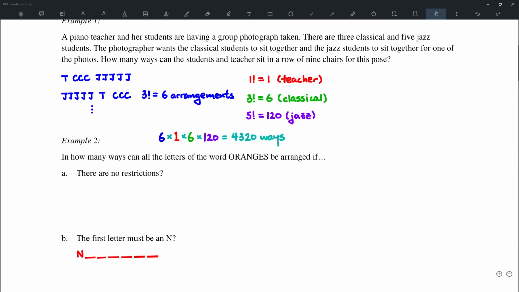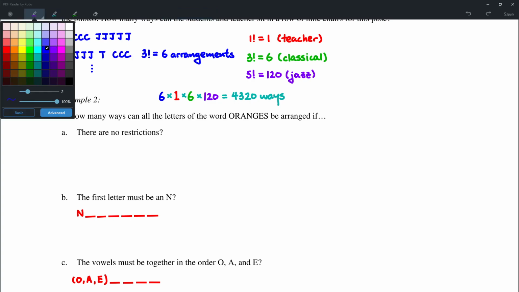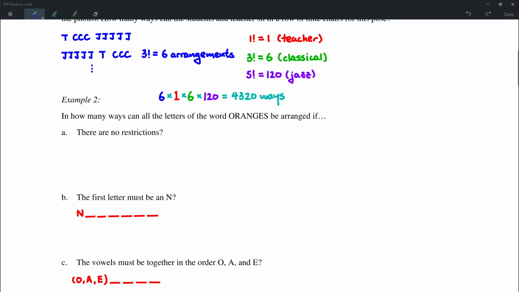Let's move on to example number 2. So this is a question about cases. First we have the word oranges, and we're going to arrange the letters in the word with no restrictions. So there are 7 letters. So 7 factorial is 5,040 ways to arrange the 7 letters in oranges.